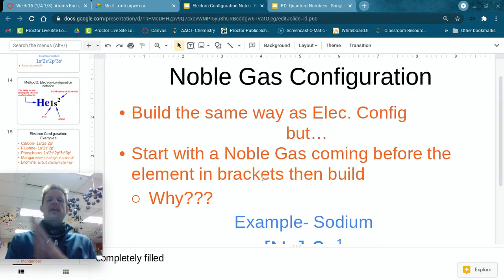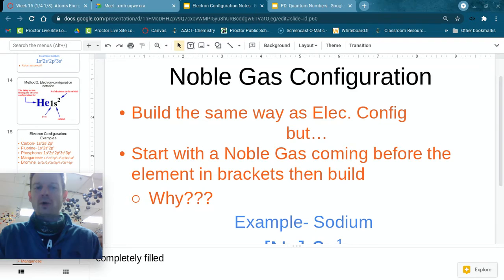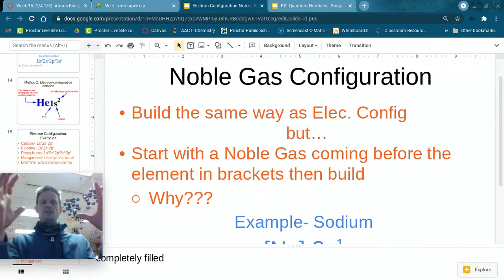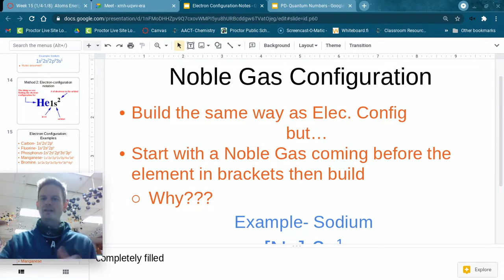So if we start with the noble gas coming before the element in the bracket, and then we build, why can we start with the noble gas? What do we know about noble gases? Well, what we know about them is they're completely filled, right? Because they're completely filled, we can say, hey, here's my core. I know I'm a noble gas. I know I'm filled. And then we can just build the part that's not necessarily filled after.